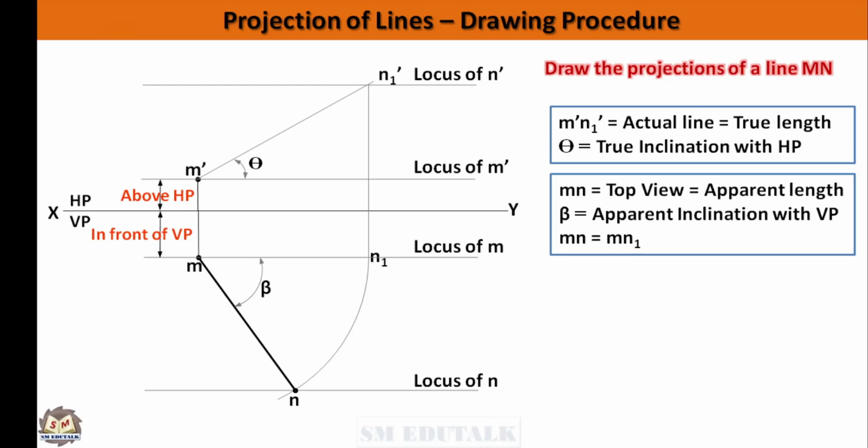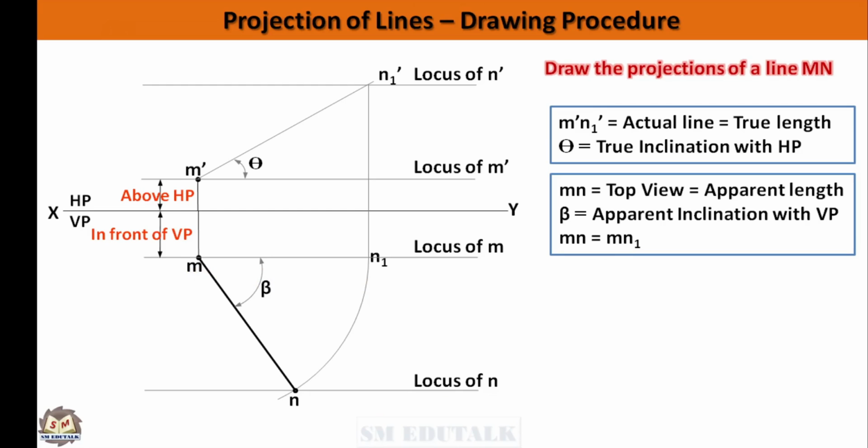It is important to note here that MN equals MN1. That is, the top view length equals the distance between the projected points on the first endpoint locus. Keep this in your mind. It will be helpful when solving the problems.